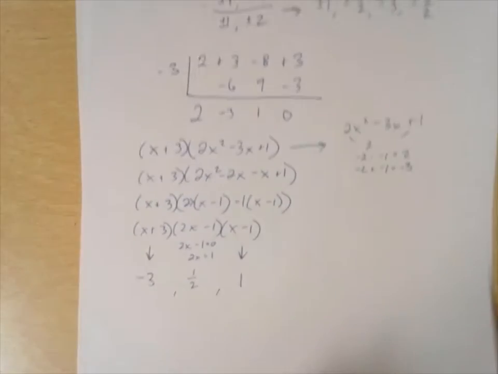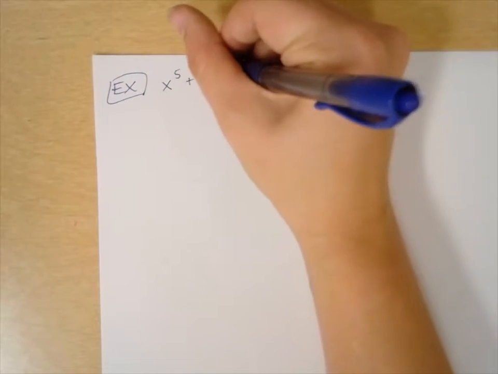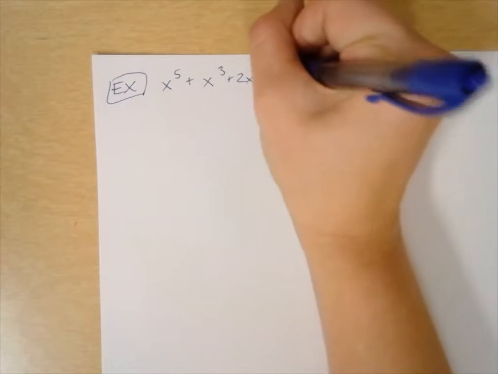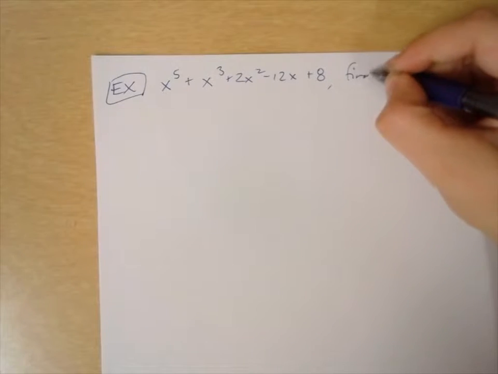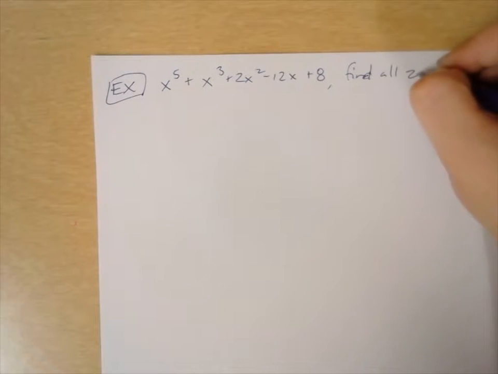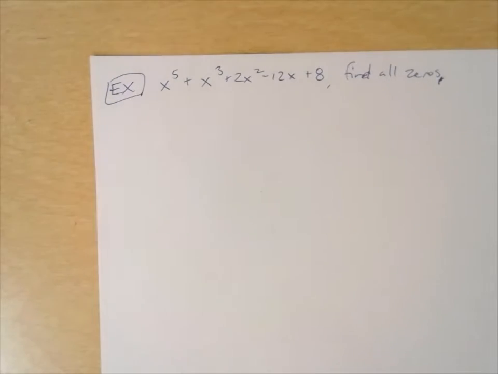We'll finish by approaching a broader question. So, if you're given even less information, if you just have x to the 5th plus x cubed plus 2x squared minus 12x plus 8, and you're asked to find all the zeros, a good strategy for you is to combine a bunch of what we already know. We know we can find all the possible zeros by doing the factors of the constant over the factors of the leading coefficient.